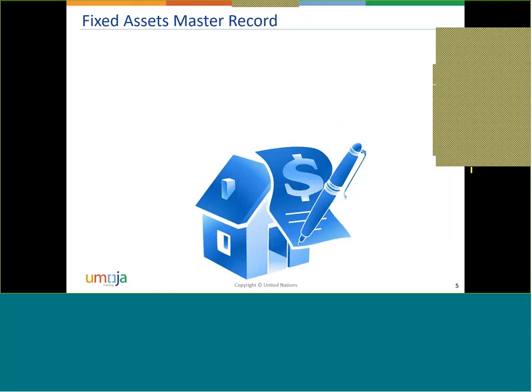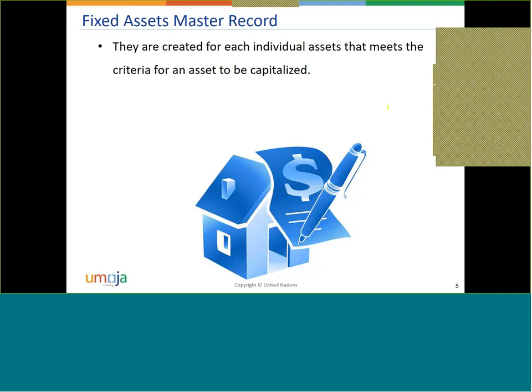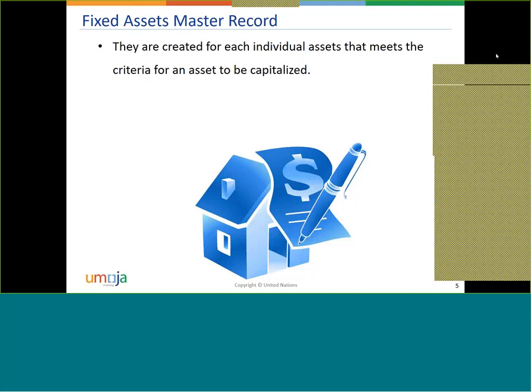So what is a fixed asset master record? This is an important element that we are going to work a lot with. It's a master record in the system that identifies the fixed asset. These fixed asset master records are created for each individual asset that meets the criteria for an asset to be capitalized. So it will be possible to access it in the system, to read it and see what its current value is, when it was acquired, all the transactions that happened to it, etc.